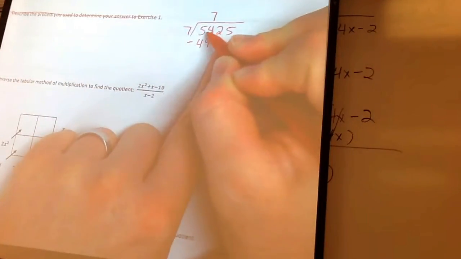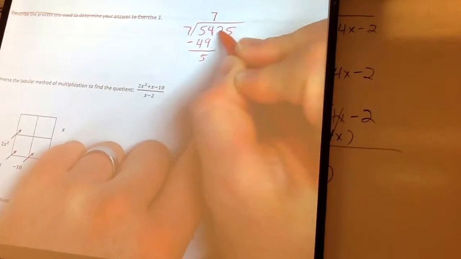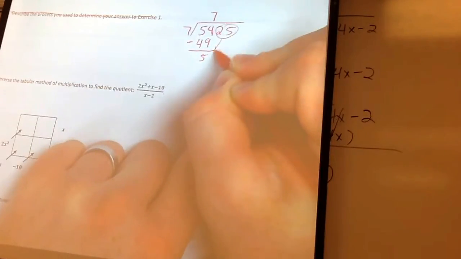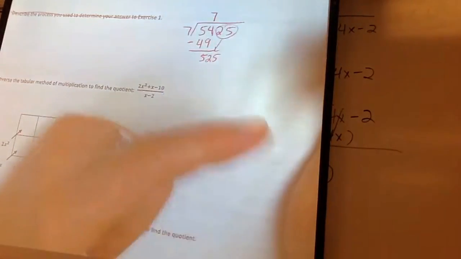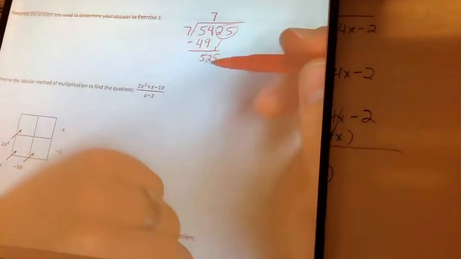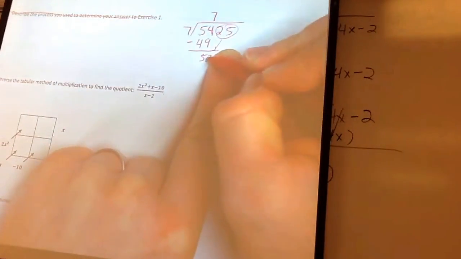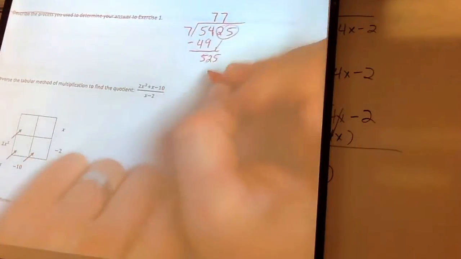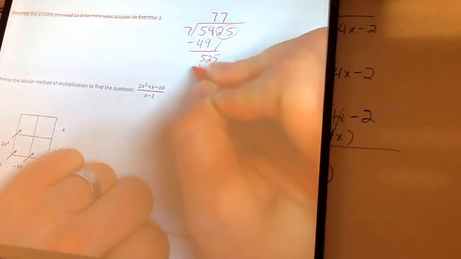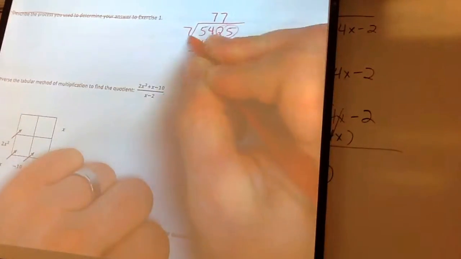54 minus 49 is 5. Then what do you do with this? You bring it down, so you put 25. Or you just do the 2. It doesn't matter. You can bring the whole thing down, or you can just bring the 2 down. And you go, how many times is 7 going into 52? 7 again. 7 times 7 is 49. Then you subtract. 3. Bring down the 5. Holy moly, it worked out nice.